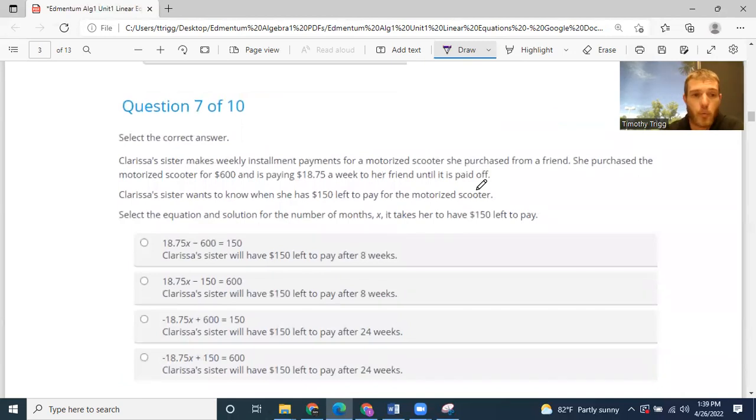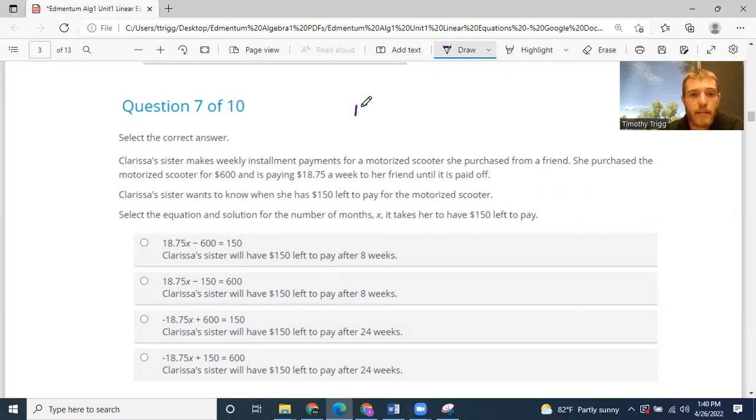Okay, next one. Next one has a lot of words. Clarissa's sister makes weekly installment payments for a motorized scooter she purchased from a friend. She purchased the motorized scooter for $600. So that's the price, total price, and is paying $18.75 a week to her friend until it's paid off. Clarissa's sister wants to know when she has $150 left to pay for the motorized scooter. Select the equation and solution for the number of weeks X it takes to have $150 left to pay.